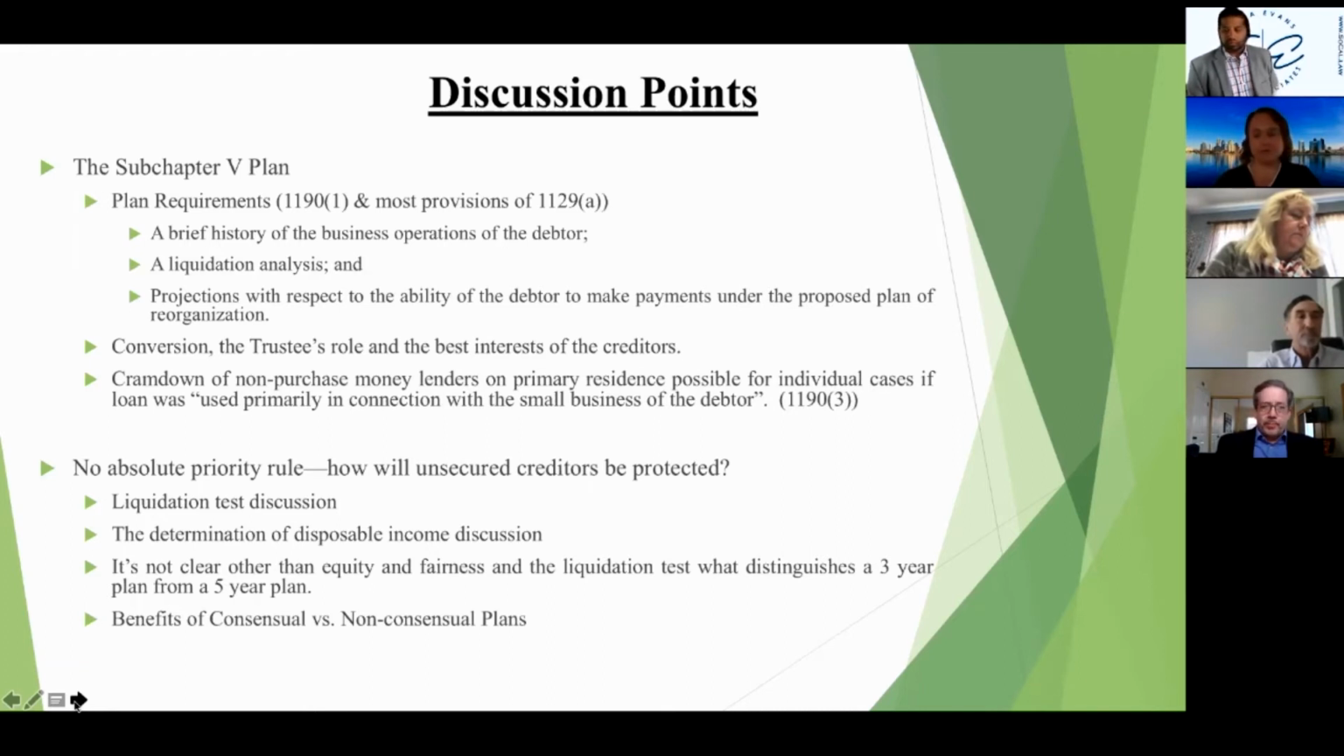Well, maybe now the liquidation test finally has its day and comes to the forefront. This is one place where a Subchapter 5 trustee or maybe an unsecured creditor would question the debtor's liquidation analysis and the market values given to the debtor's assets in that liquidation test. In my experience, it hasn't really been a big issue in regular Chapter 11 because we're always trying to grapple with the absolute priority rule, and if unsecured creditors are going to be paid in full as a result of that, then the liquidation test becomes less important.